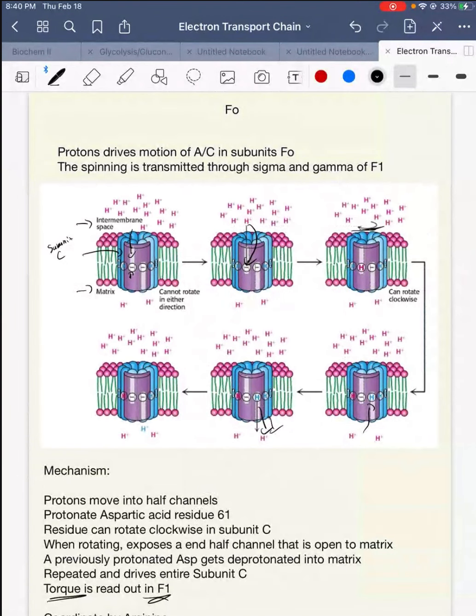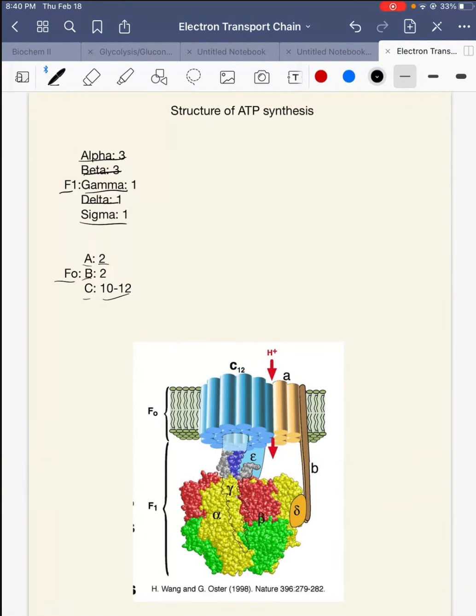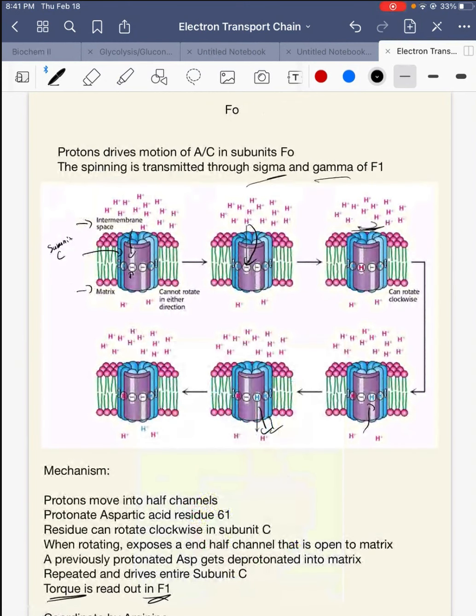Okay. Another thing I'll mention is that the spinning of subunit C is transmitted through F1 via the sigma and the delta subunits. So this is the sigma, and this is the, I think those are the right letters. No, this is sigma and gamma, not delta. Sigma and gamma. So when subunit C starts rotating, this torque is transmitted into F1 via sigma and gamma. Yep, sigma and gamma. I don't know where I got delta from.